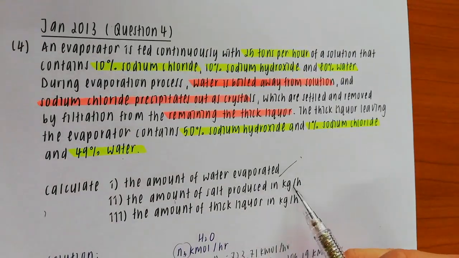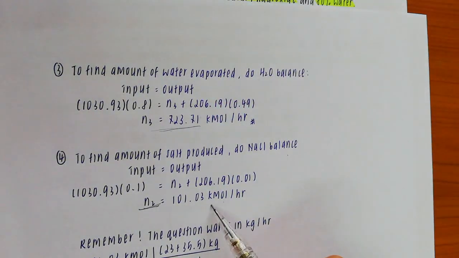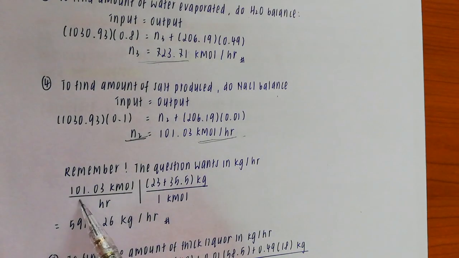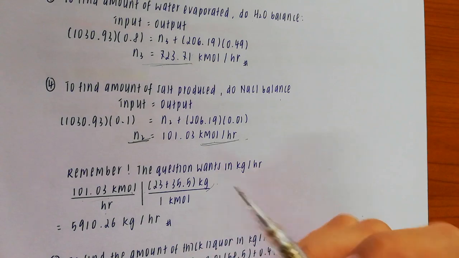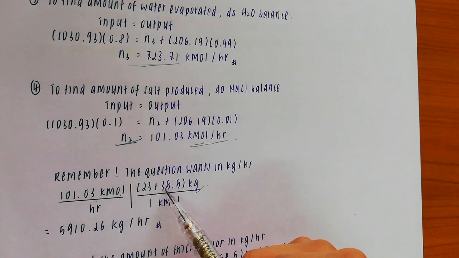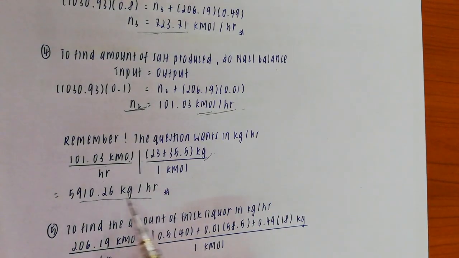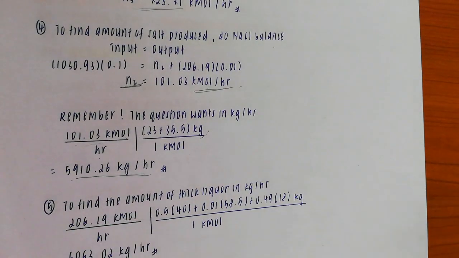But now the question asks for kilogram per hour, so we have to change our answer to kilogram per hour. So 101.03 kilomole per hour, we multiply by the molecular weight of NaCl, which is 23 plus 35.5. So we get the answer in kilogram per hour, 5,910.26 kilogram per hour.